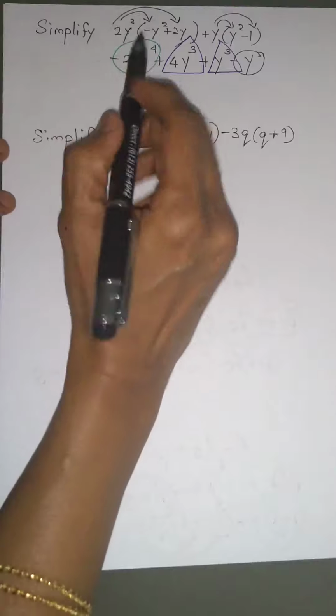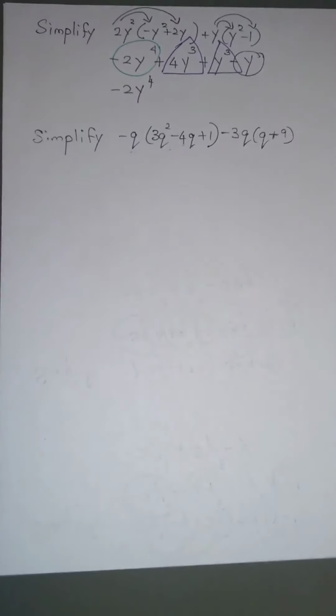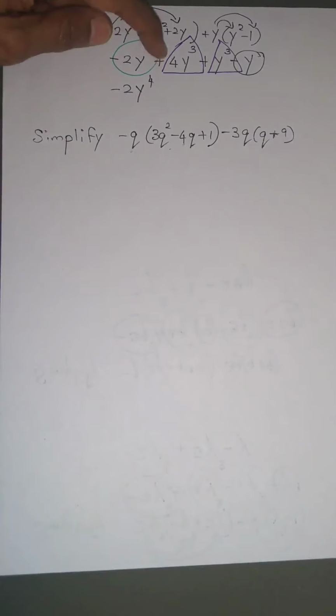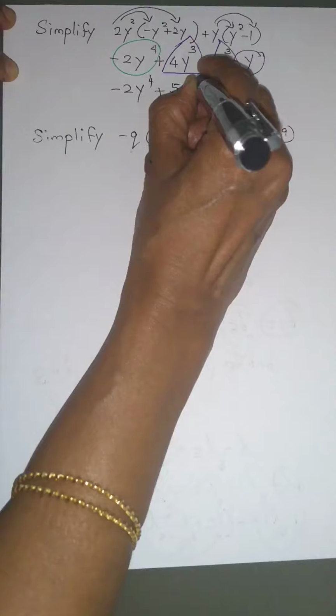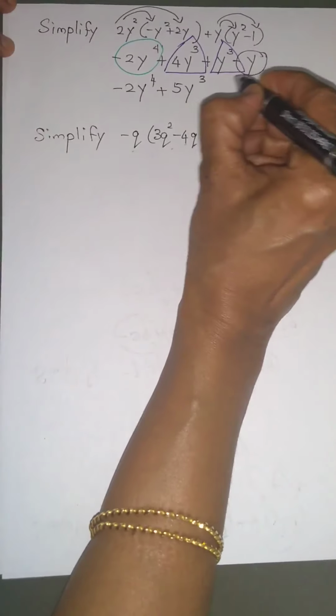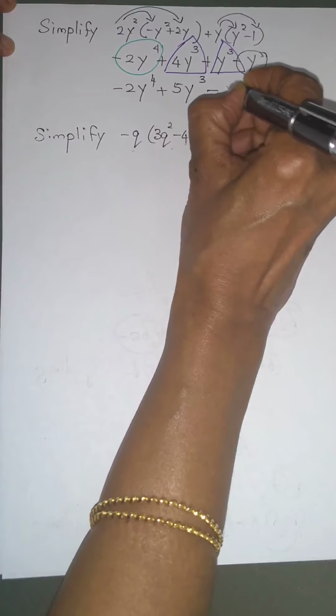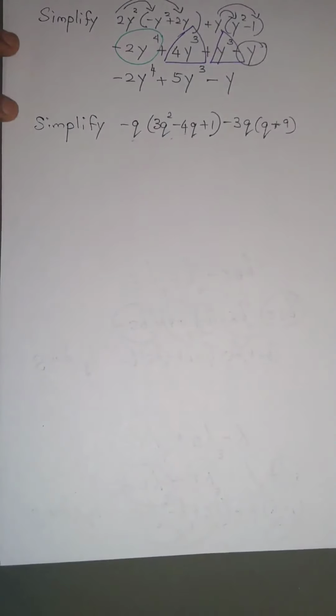Let's put these together. So y to the 4, there's only 1, so I'm just going to write it by itself. And y cubed, I have positive 4 and positive 1. That's going to give me 5y cubed. So I'm putting all the same terms together, the like terms. And then the last one is going to be negative y, and that's going to be by itself. Excellent. Let's move on to the second question.